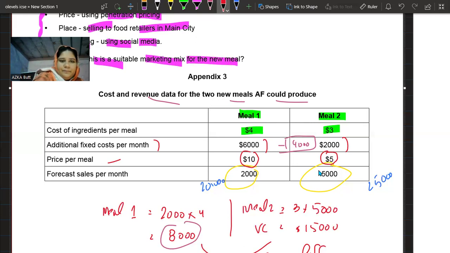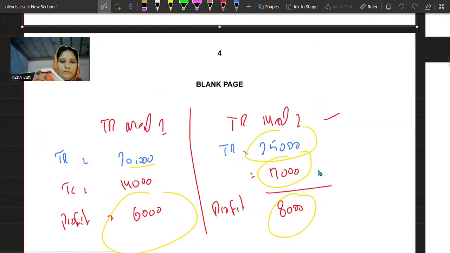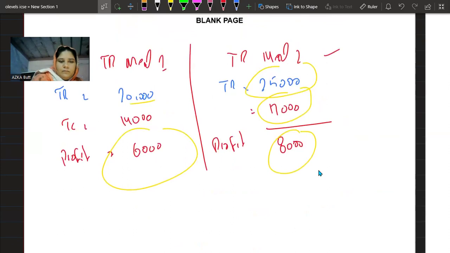If you see this one, for meal one, its total cost is 14,000, and for meal two, it is 17,000. So for meal one, the cost is basically lower than meal two. So this is also a reason that we can go with meal one. And also we can say that its profit is 6,000 and meal two's profit is 8,000. So meal one has a disadvantage that we can only earn 6,000 profit. So this is also a reason that we can say that meal one would not be perfect for us.